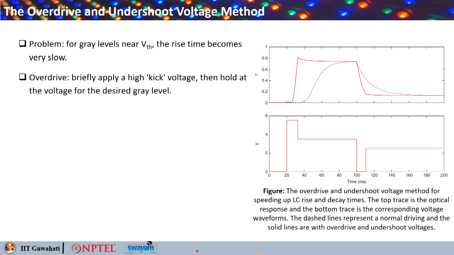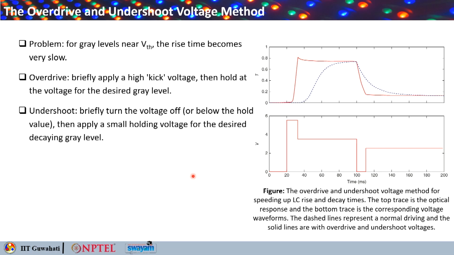Okay, so a similar mirror image trick can be used for the falling edge, and that is called the undershoot. Briefly drop the voltage below or to 0, and then apply a small holding voltage to settle at a new lower target gray level quickly. So let us understand this from this particular figure itself.